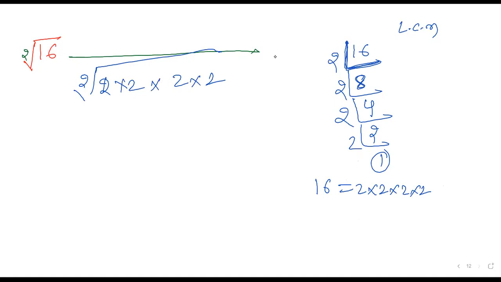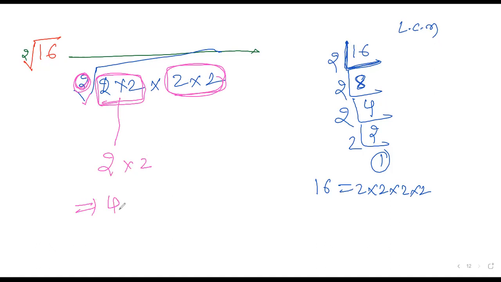So I told you one logic. Here the number is 2. There are two of the same number, so if you take one, one number will come out. Two of the same, one number comes out, that is 2 coming out, and again the same for the other pair. What is the answer here? 4. It means the square root of 16 is 4. The method is very clear.